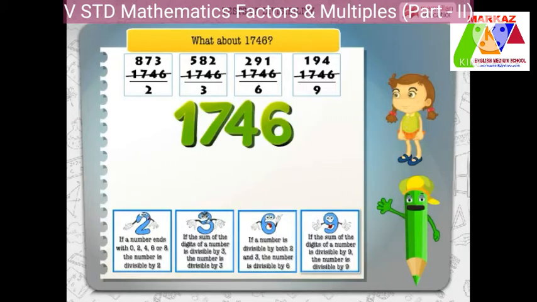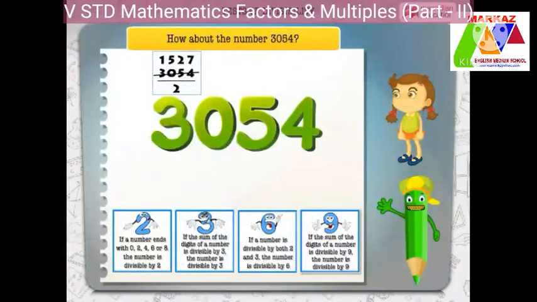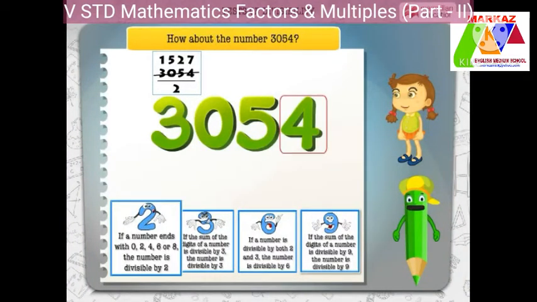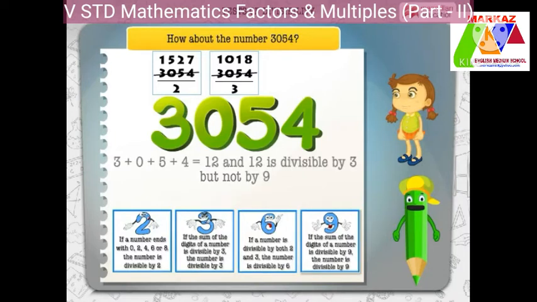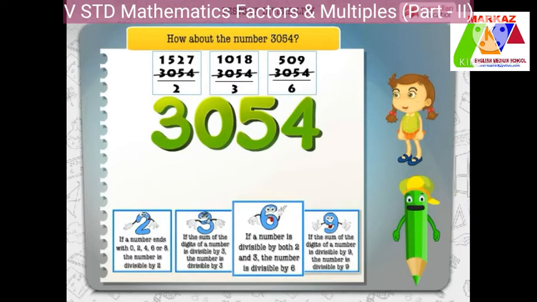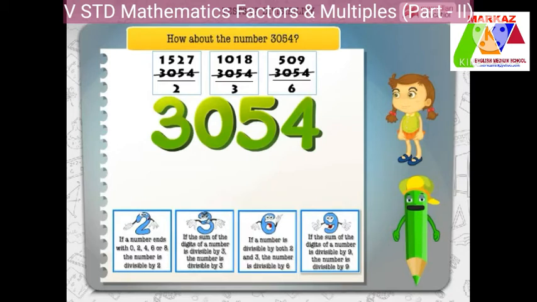Perfect. Just for some practice, how about the number 3054? The last digit is 4, so it is divisible by 2. 3 plus 0 plus 5 plus 4 is equal to 12 and 12 is divisible by 3 but not by 9. So 3054 is divisible by 3. Since the number is divisible by 2 and 3, it will be divisible by 6 as well.